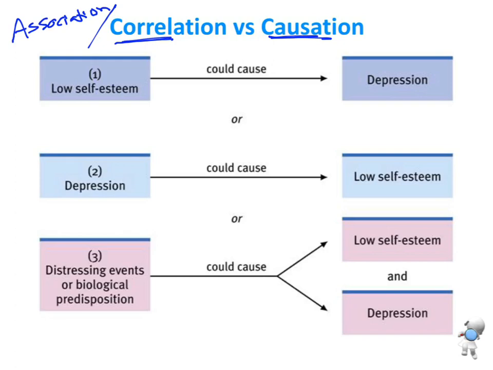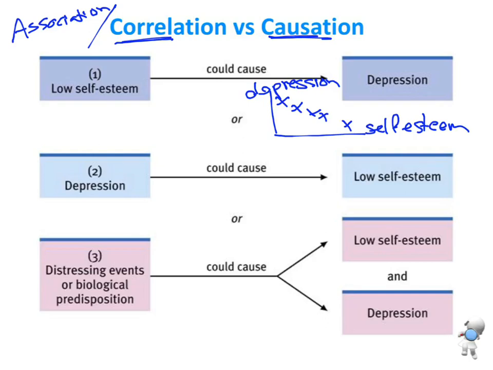So for example, I might draw a graph of self-esteem versus depression. And I might find that people with low self-esteem could have higher rates of depression, and people with higher self-esteem have lower rates. So I might find there's some kind of relationship with them. But this is not a causation, this is just a correlation.